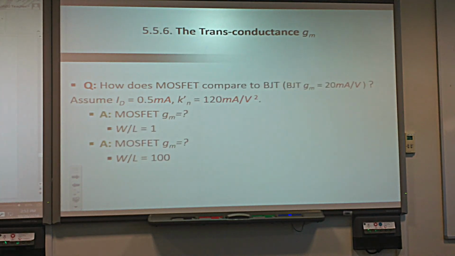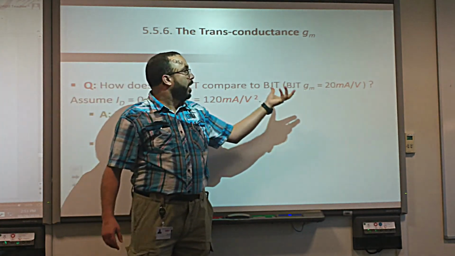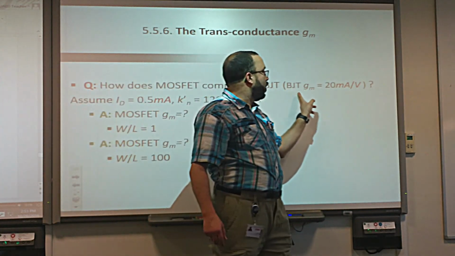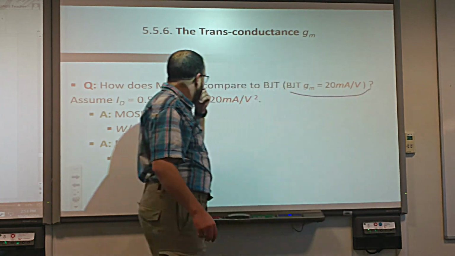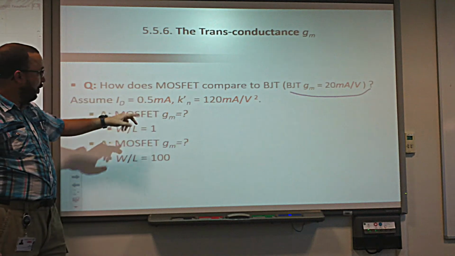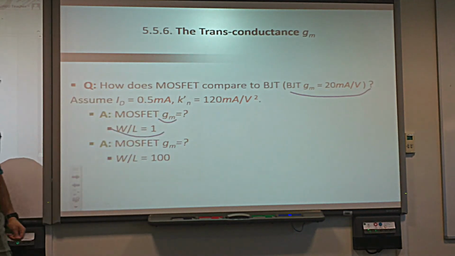Now, you said that we have to solve problems in class. Yes or no? Okay, this is a problem. Let's solve some problems. How does a MOSFET compare to a BJT in terms of GM? I give you just here an idea that GM for a BJT is about 20 milliamp per volt. Now here we have Kn prime, we have ID. What's GM for this aspect ratio? How much?